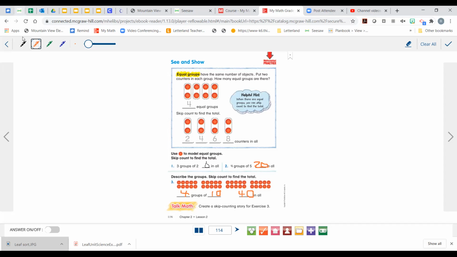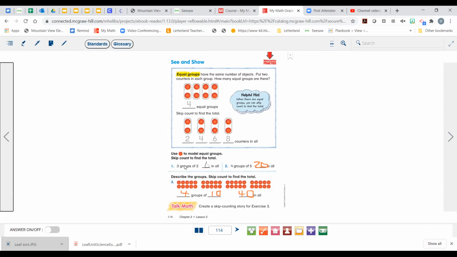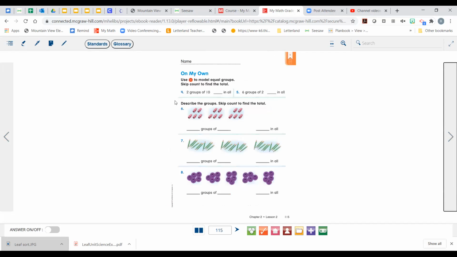All right. Let me go back so I don't have the pen. We're going to go to the next page. So here is where you're going to be working. Now on 4 and 5, it says use the counters to model equal groups. Skip count to find the total. Just like I did over here when I did 1 and 2. I got out my counters and you need to do the same. Model it so you can see it. Then do the skip counting to see how many in all.